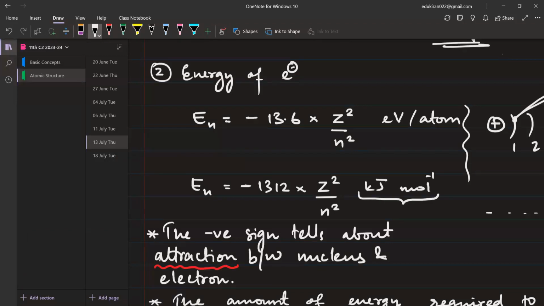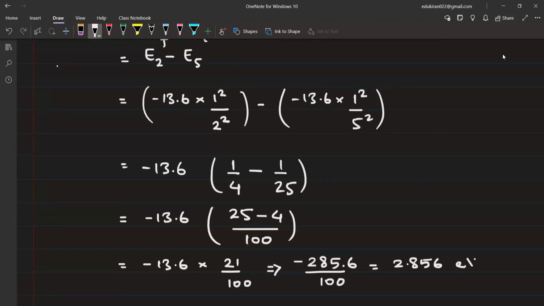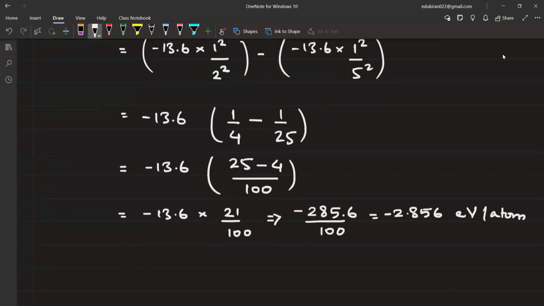Kilojoule? Sorry, my bad. It is electron volts per atom, right? So in one atom, it is electron volts per atom. Minus will be there here. Electron volts per atom. So what does this minus sign signify?